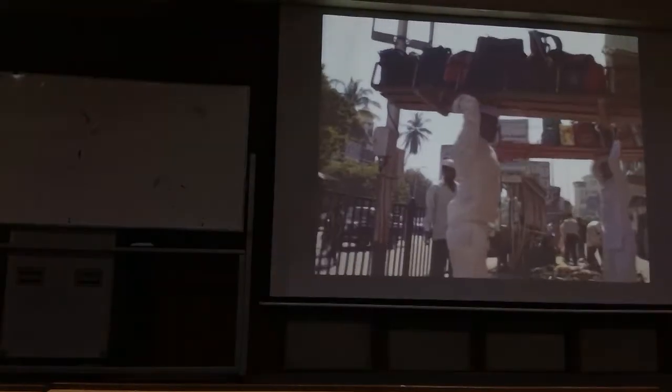Let's listen to the voice of customers. Now, the dabbawala delivers the lunchbox to the nest, to the husband.